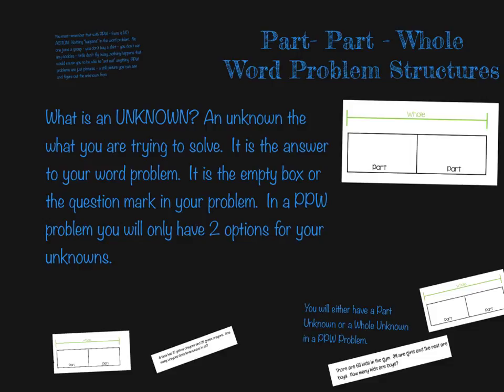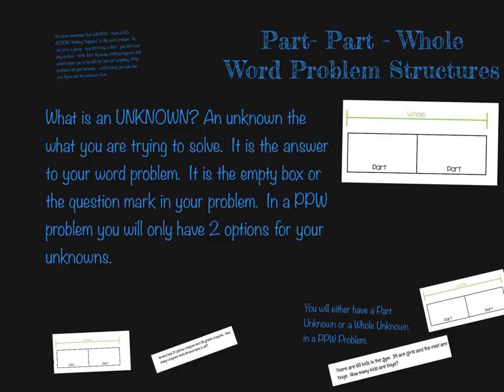Now, in a part-whole, you're going to have an unknown. In any word problem that you have, you're going to have an unknown because you have to have an unknown in order for it to be a word problem. If there was no question at the end of it, it would just be a math story, and that's not what we're doing in math. We're trying to solve problems, so we have to have an unknown. So the unknown is what you're trying to solve. It's the answer to your word problem. Normally, you'll see it as an empty box or a question mark in your problem.